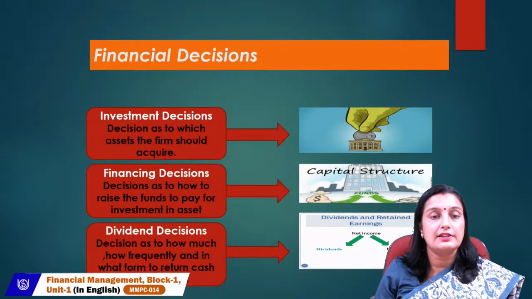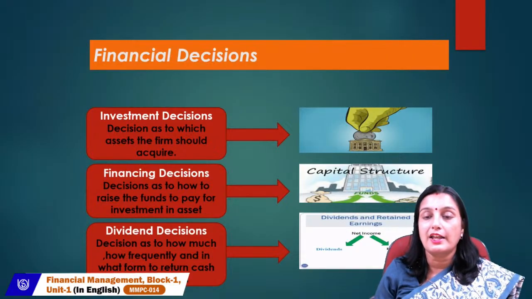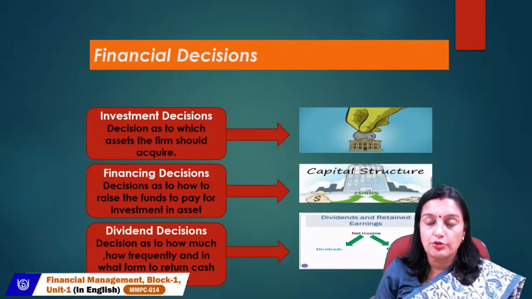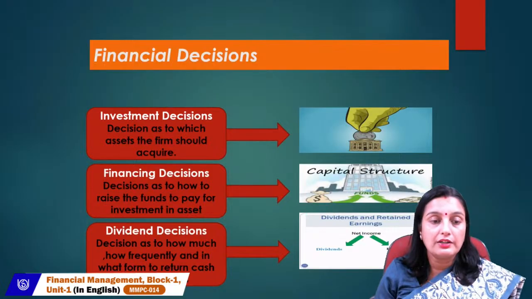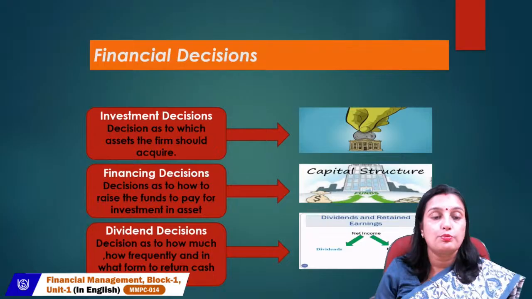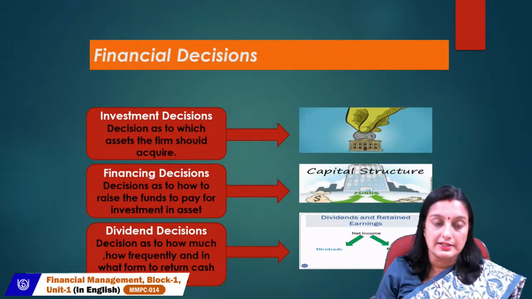Investment decision is about which assets a firm should acquire, where to put the money. You can analyze with this picture what an investment decision actually is. The second part is the financing decision, which is related to where you get the funds from: how to raise the funds to pay for the investment in the assets. And the third part is the dividend decision.